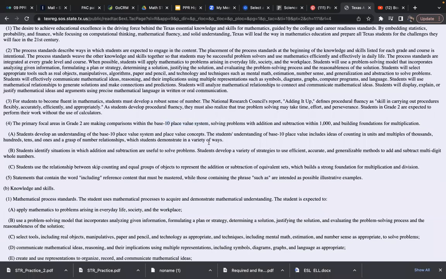I'm gonna have to use it later. Understanding place value includes the idea of counting in units, multiples of thousands, hundreds, tens, ones, grasp of number relationships, which students demonstrate in a variety of ways. So number relationships, and we're getting them prepared for more complex things in the 3rd grade.